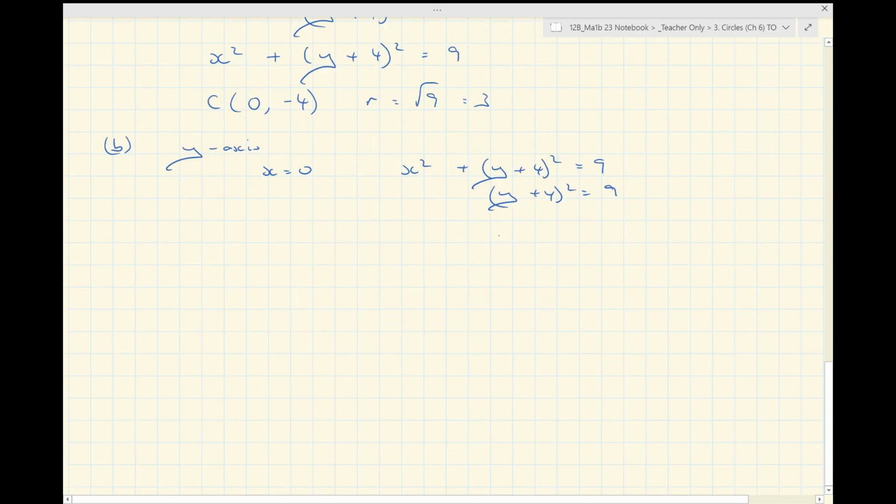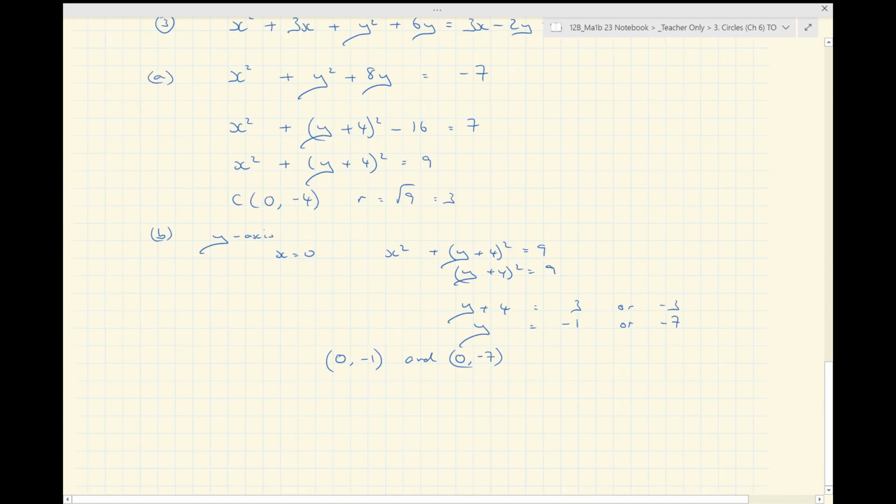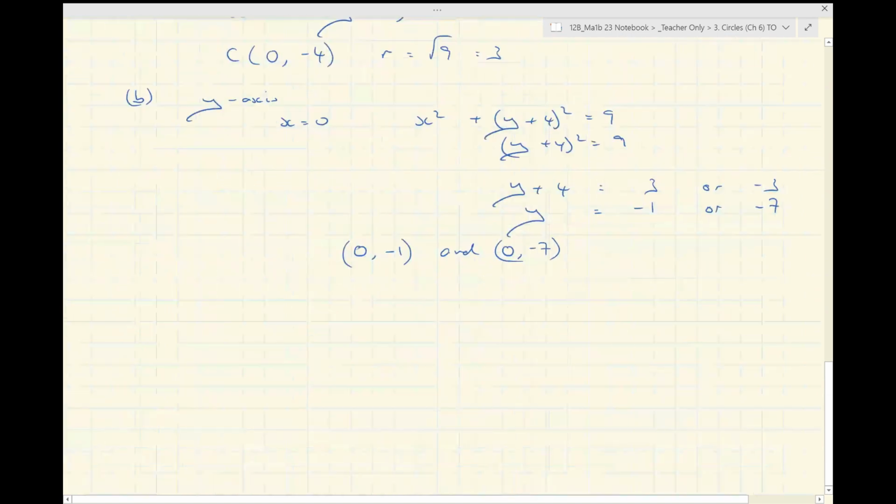Well, in that case, square root both sides, y plus 4 is going to be 3 or minus 3. And so y, minusing 4, is going to be minus 1 or minus 7. So my points of intersection are going to be (0, minus 1) and (0, minus 7). So that is where the circle crosses the y-axis.